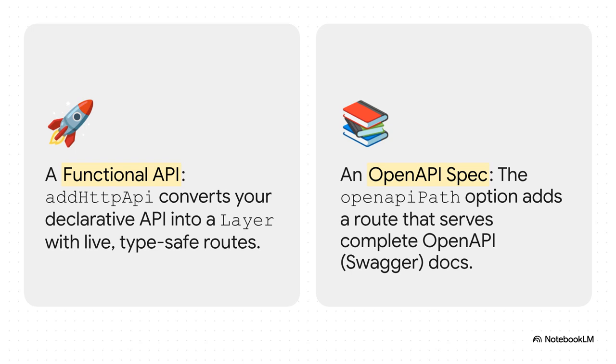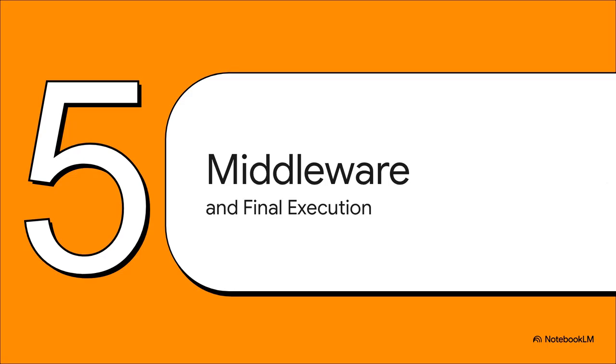But, and this is the absolute killer feature, if you give that same function one tiny little option, an OpenAPI path, it also adds another route to your server that automatically serves up a complete and accurate OpenAPI specification. One definition, two incredible outputs. That is a massive win. And what's so elegant about this is that the pattern just keeps going. This idea of creating descriptive blueprints isn't just for routes. It applies to everything else, from middleware to the final step of actually launching the server. It really is layers all the way down.